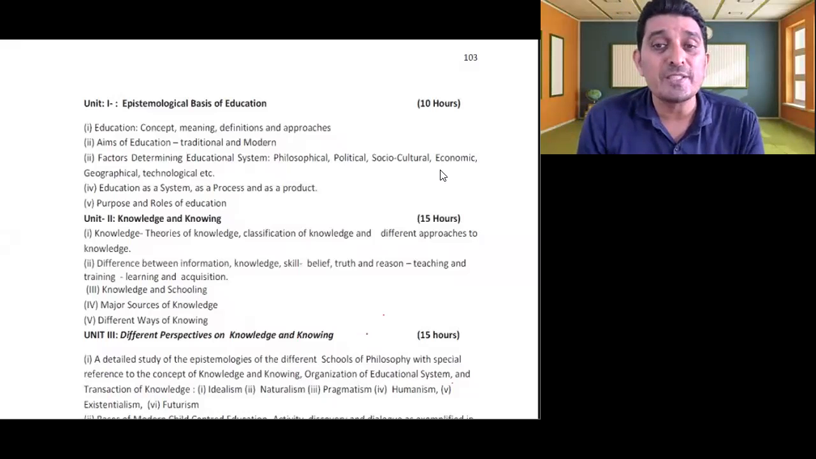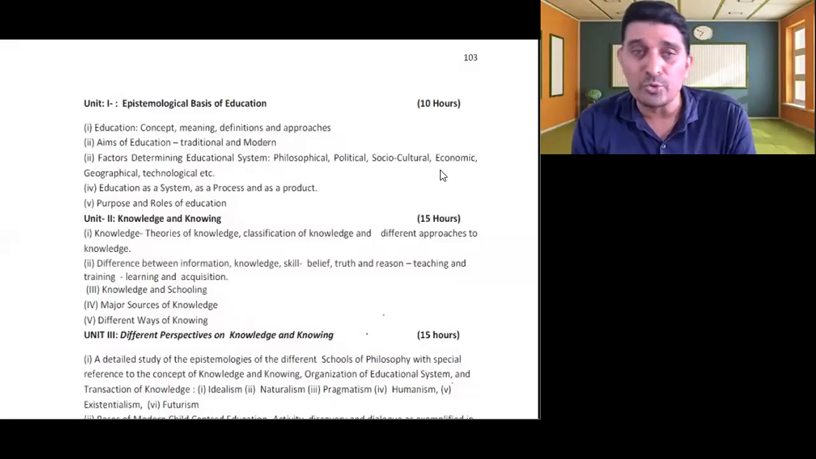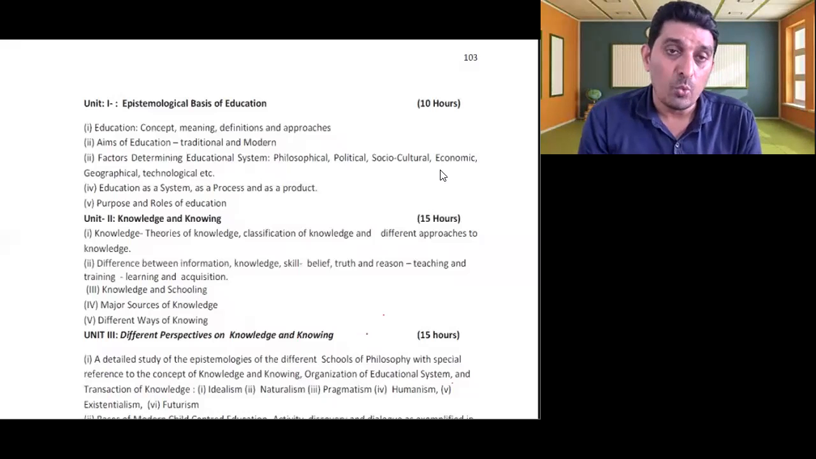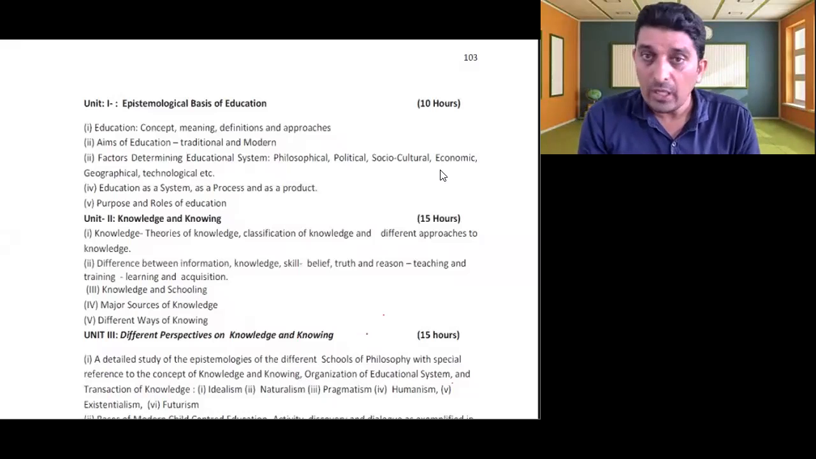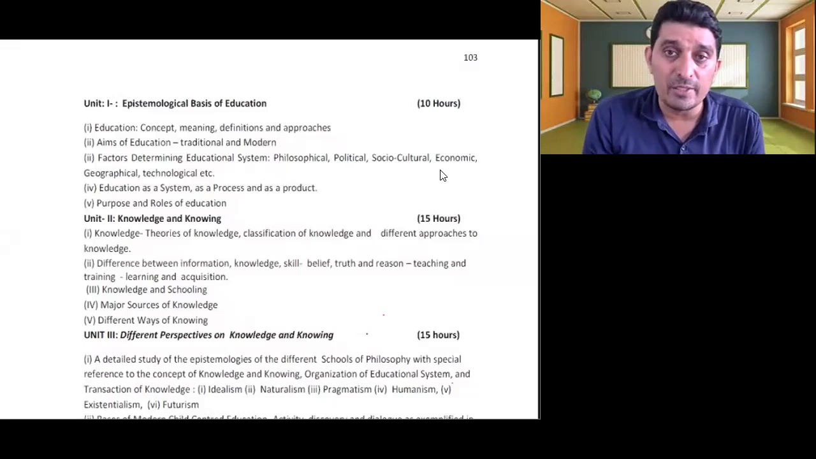Then comes purpose and roles of education. What are the functions of education? What functions are done by education? Or what should be the functions of education? I may just tell something in Malayalam also.